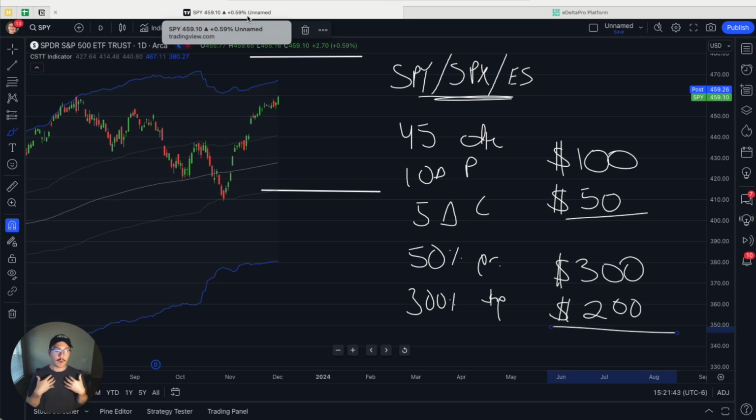Now remember, you will need a margin account. You will need a decent amount of money to start trading this, but once you have a good account size built up, this is a great strategy for you.